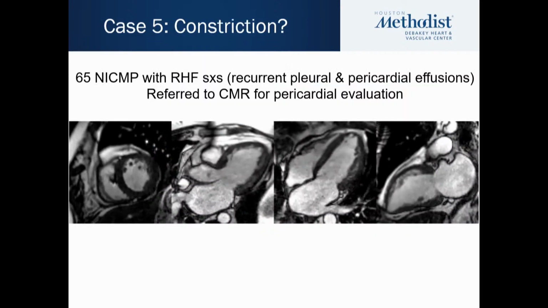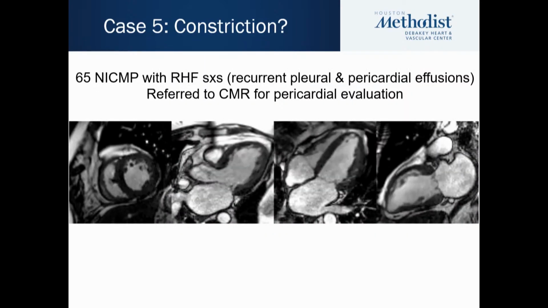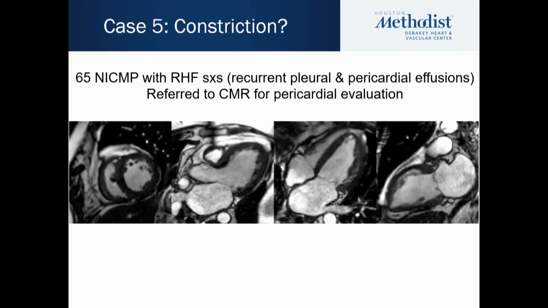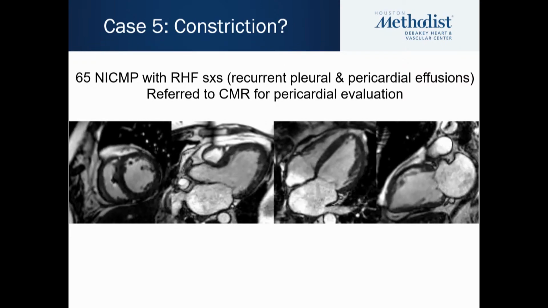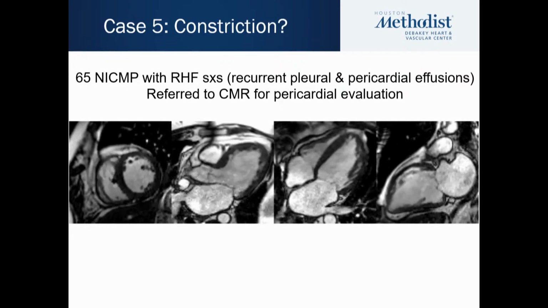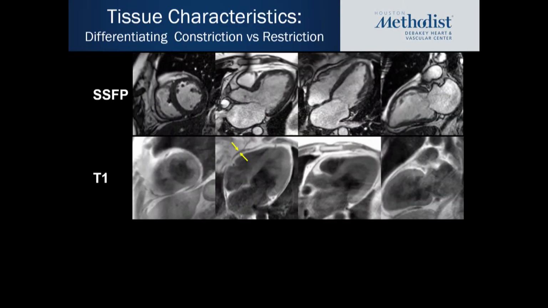Here was another case, a non-ischemic cardiomyopathy patient who presented with right heart failure symptoms and was correctly referred to the CMR lab for pericardial evaluation. In this case, if you look at the pericardium, it was thick, but it was about 2 to 3 millimeters, which is about an intermediate thickness.